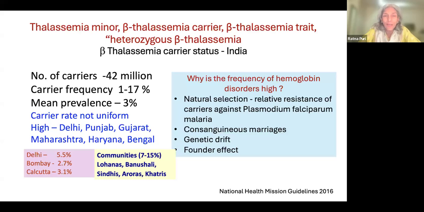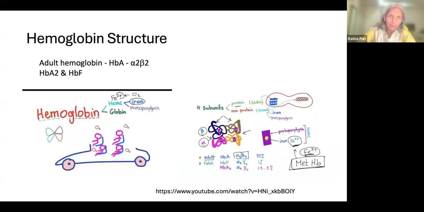The second thing is, why is there so much thalassemia? Because there have been many studies to show that there is a natural selection. There is a relative resistance of carriers against Plasmodium falciparum malaria. And therefore, the carriers are selected by nature because the Plasmodium malarial parasite is common in India and in Africa. Second is the system of marriages, consanguineous marriages, endogamous marriages, where we all marry within our same community. We have founder effect, as well as genetic drift of the population.